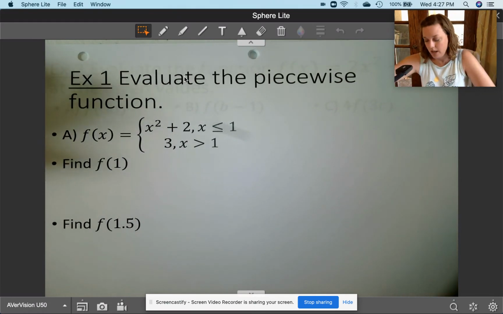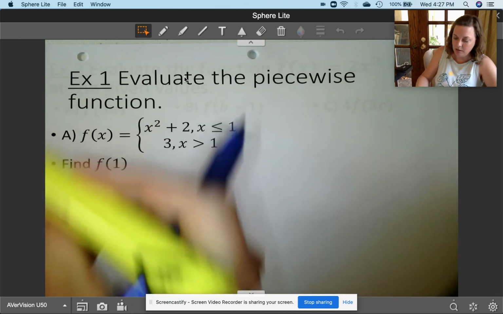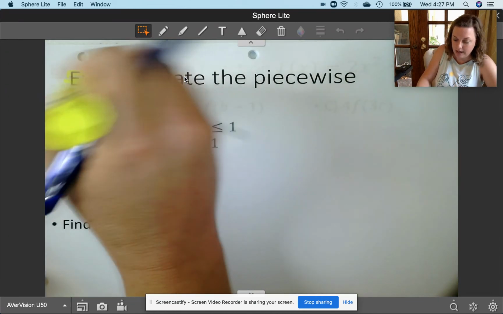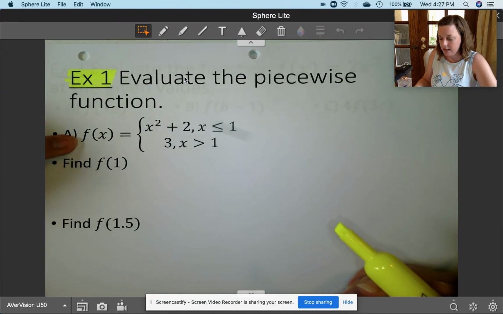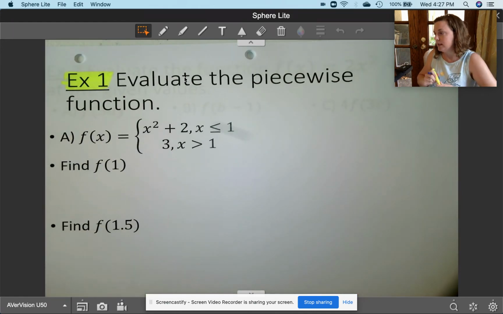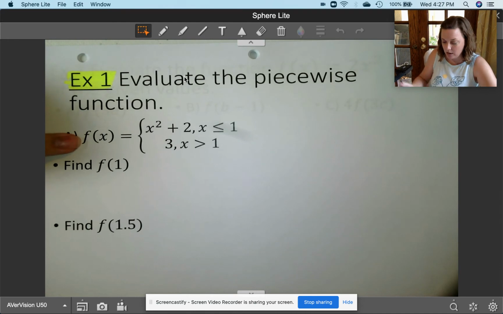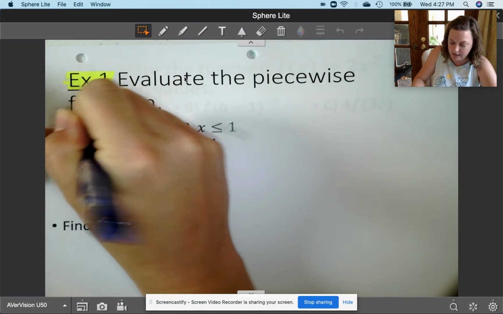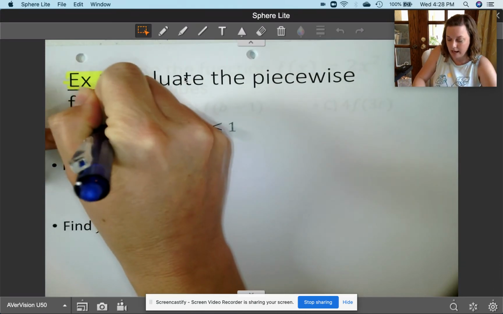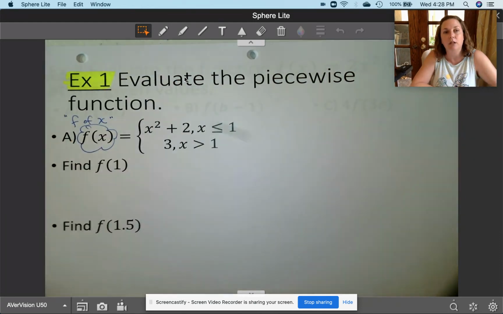Example 1, evaluate the piecewise function. Make sure that you are writing down the directions. This is an example. f of x is an example of a piecewise function. And this is one thing, this notation, f of x, it's how we read it, f of x. And it's really important that you get used to using the notation.